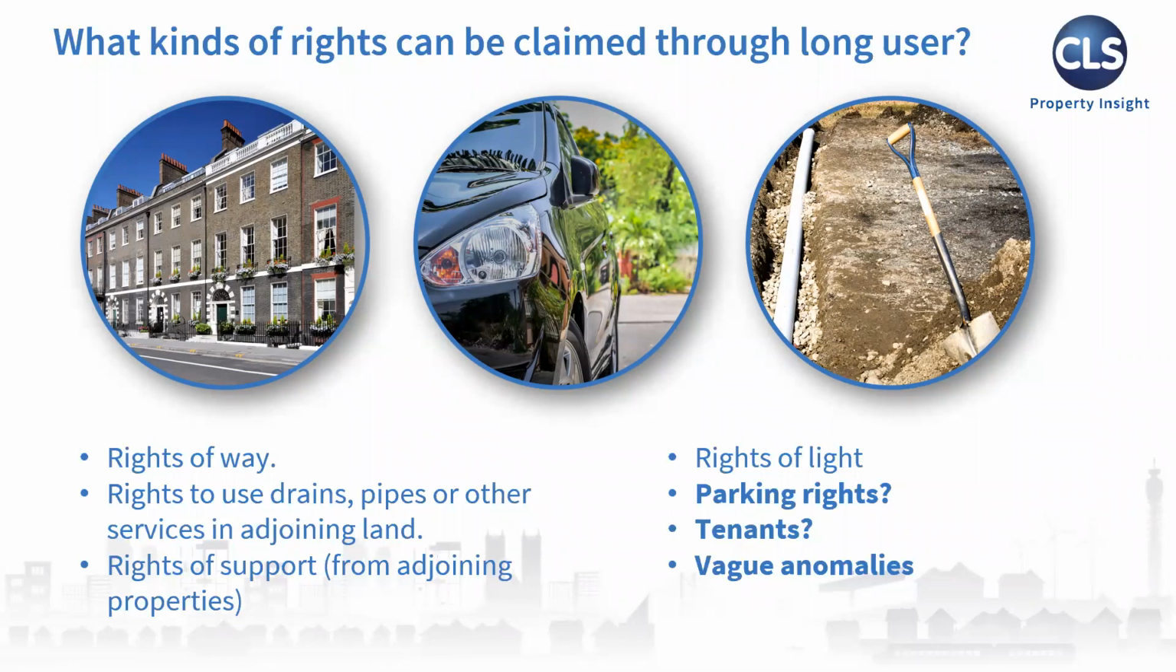As far as tenants are concerned, a tenant cannot claim rights against its landlord unless these are expressly set out in the lease. The exception to this is that a tenant can acquire rights of light, again, depending on the wording of the lease. Some rights, however, are considered too vague to be acquired through long use, i.e. it's not possible to acquire rights for TV reception in this way. Similarly, there can be no right for an attractive view not to be obstructed.